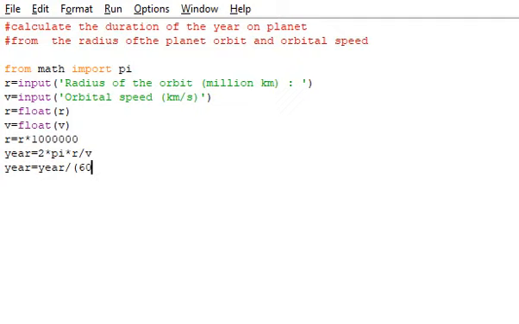The length of the circumference has been done, and that is the orbit, and it is divided by the speed. We have to divide the orbit by the speed and translate the seconds into days. Then divide by 60 to get the minutes, then divide by 60 to get the hours, then divide by 24 to get the days. So I have to put it down here.